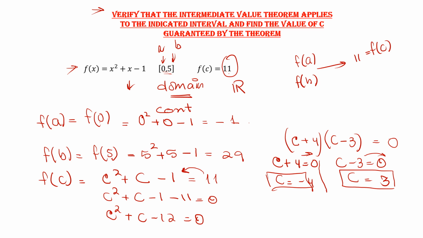So one value of c is 3 and the other value of c is negative 4. Now check which value lies between the values of a and b. That is c equals 3, so that is your answer. Now how to write it? That c should be between a and b: the value of c is 3, the value of b is 5, and the value of a is 0. So yes, verified. You have proved that the IVT applies to this equation.